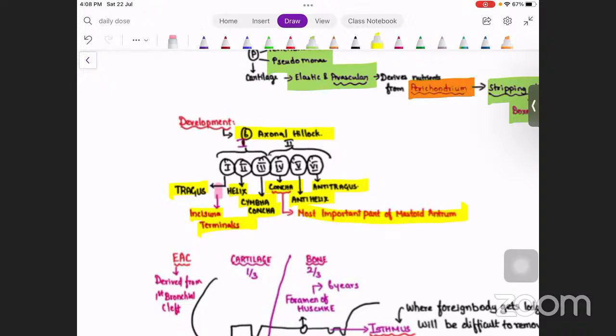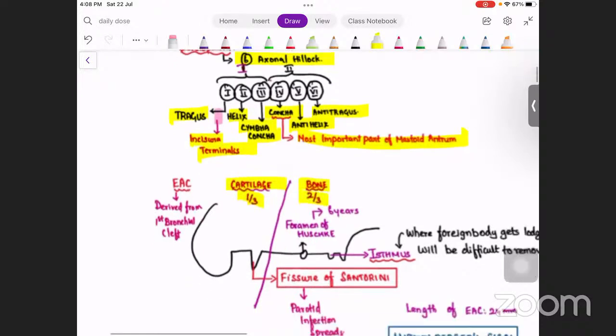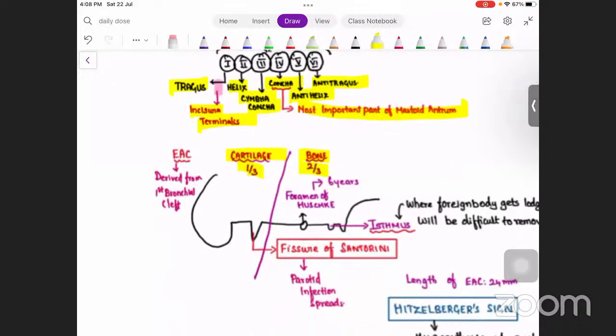So the pinna, we have studied, is the outermost part. Now speaking about the external auditory canal, it contains 2 parts: one is a cartilaginous part, another one is a bony part. The outer one-third is the cartilaginous part, while the middle and inner two-thirds is the bony part. And the external auditory canal is derived from the first branchial cleft.